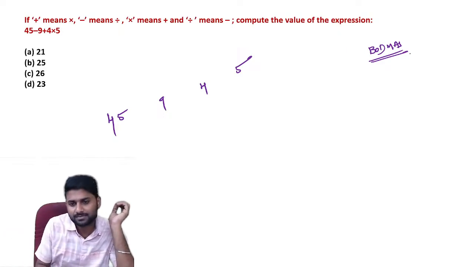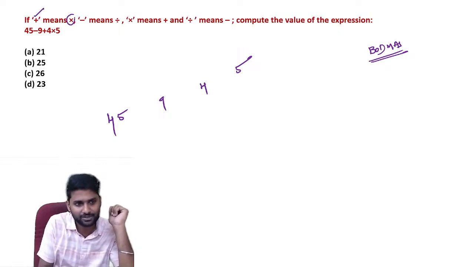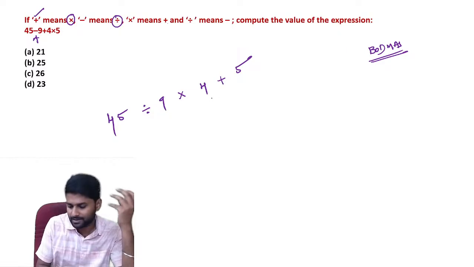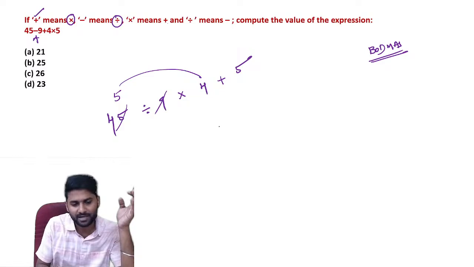But before doing this mathematical operation, you should replace the symbols. Plus means multiplication, minus means division, multiplication means plus, division means minus. So here minus stands for division, plus stands for multiplication, and multiplication stands for plus. According to that rule, this is exactly 5 times. So the next priority is multiplication. So here the final result is 25.